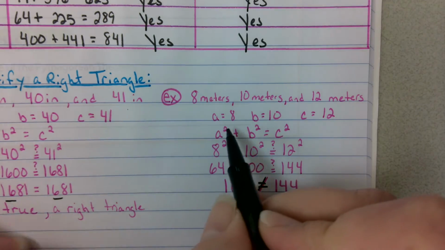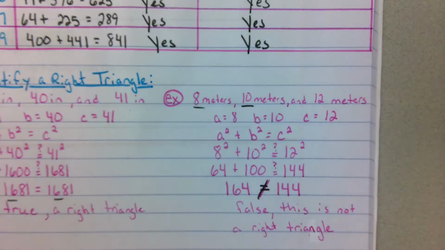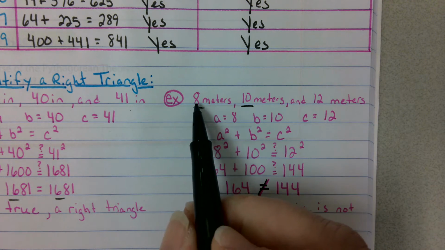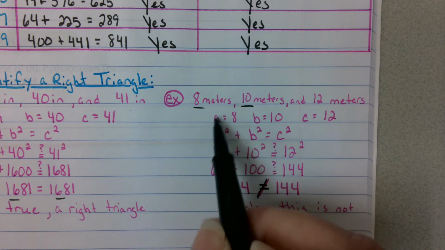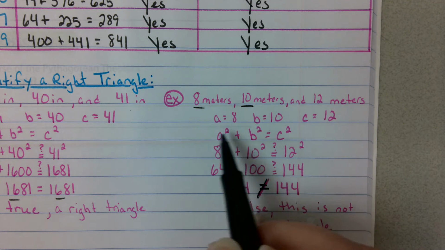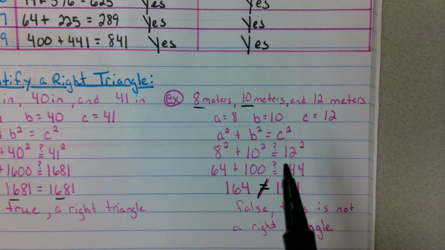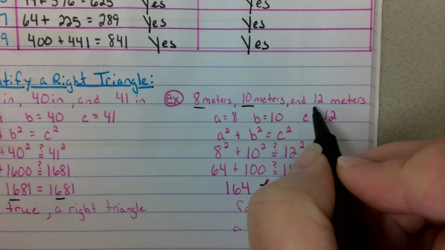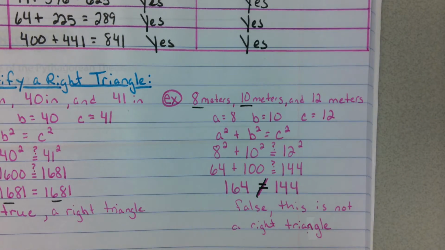The one other thing I want to talk about before I go on to some practice is that it does not matter which is which on your two legs. If I would have put B is 8 and A is 10, it does not matter. It will not change that left side of my A squared plus B squared. The most important thing is to remember that your longest length is your hypotenuse, and that does matter. So just be careful when labeling those.